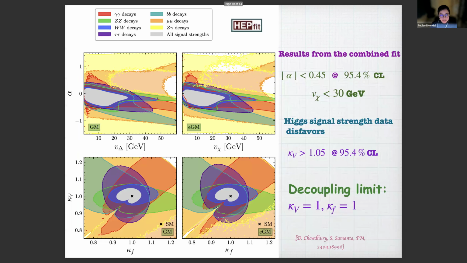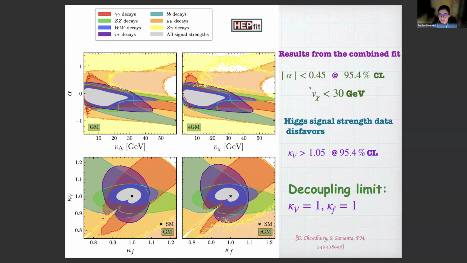And when we did so, we looked into what is the allowed parameter space in the alpha versus V delta plane, which is the triplet vev, and this is the mixing angle. This is for the Georgi-Machacek model and extended Georgi-Machacek model. We have written the Higgs triplet vev in terms of V chi, and this is the mixing angle for the extended Georgi-Machacek model. So you see the different colored regions are the constraints from the signal strength for different decay modes, and combining all Higgs signal strengths together, we are in the gray region, which is the combined allowed region.